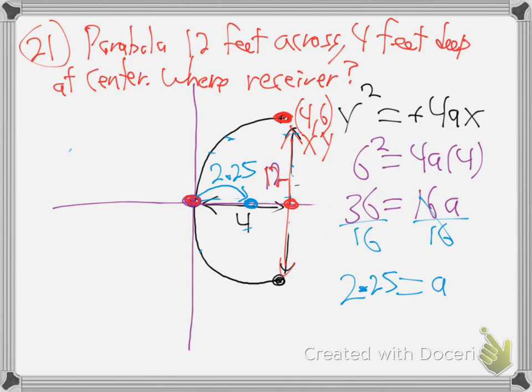So the engineers would need to place the receiver 2.25 feet from the center. This parabola, the satellite dish, will aim all the beams right there. It'll focus everything right there.